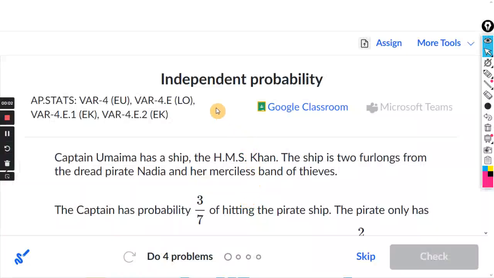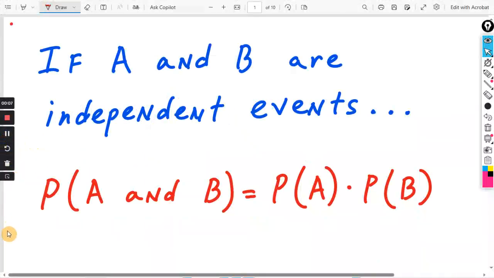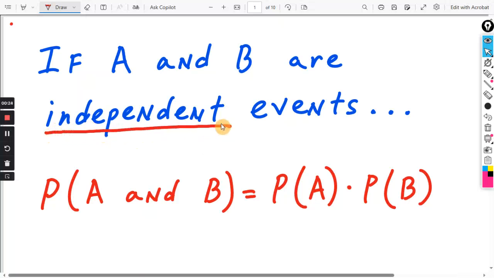This will be for the exercise, independent probability. All right, so the main formula for this exercise: if A and B are independent events, the probability of both A and B equals the probability of A times the probability of B. If the events are independent, that means one does not affect the other, okay? And the probability of A and B, or both of them occurring, you just multiply the probability of A times the probability of B.